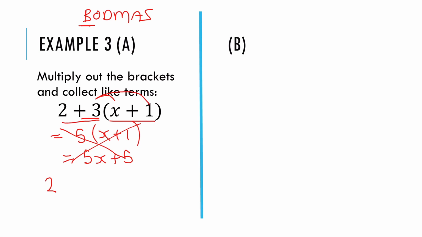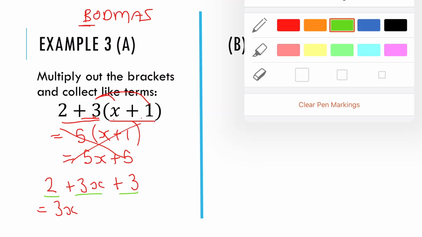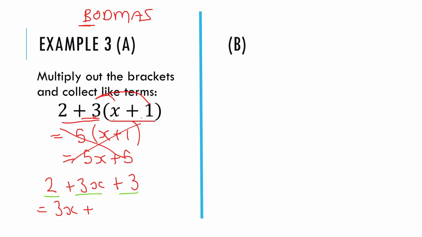So I've got plus 3 times x first of all, which gives me plus 3x. I've got plus 3 times plus 1, which gives me plus 3. The 3x has nothing to add with it, so that just remains a positive 3x. And I've got 2 plus 3, which is plus 5. So 3x plus 5 is our final answer for this. So remember, you must deal with brackets first.